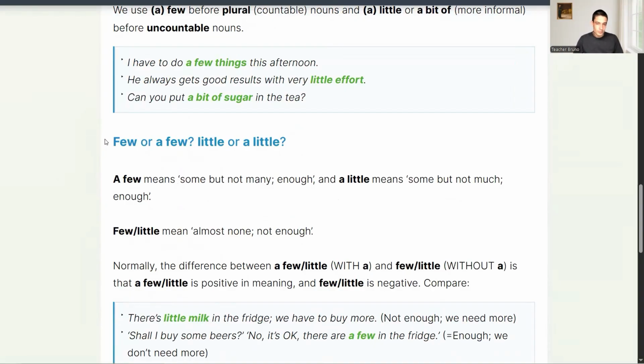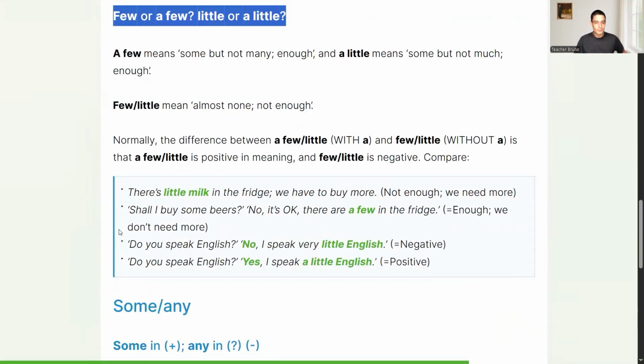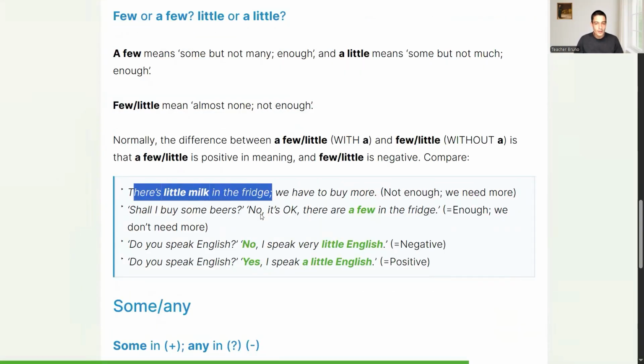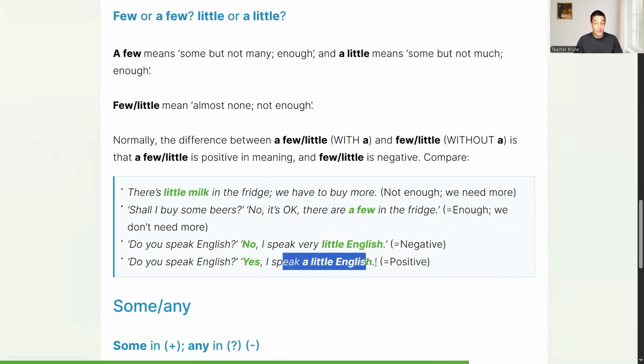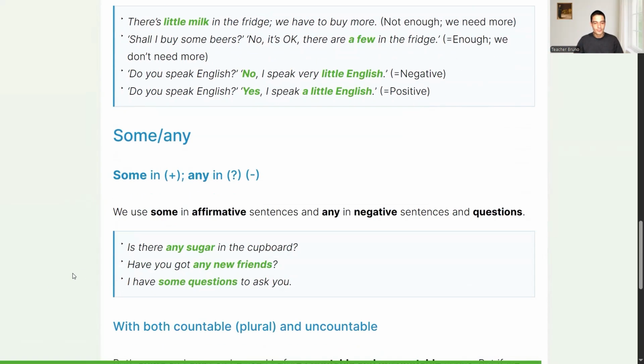With little, we use the same logic. There's little milk in the fridge. That's a negative idea. I speak very little English, negative. I speak a little English, positive. So it depends on the perspective. But remember, if it's something good, use the article: a little, a few. If it's something bad, don't use the article. Just say little and few.